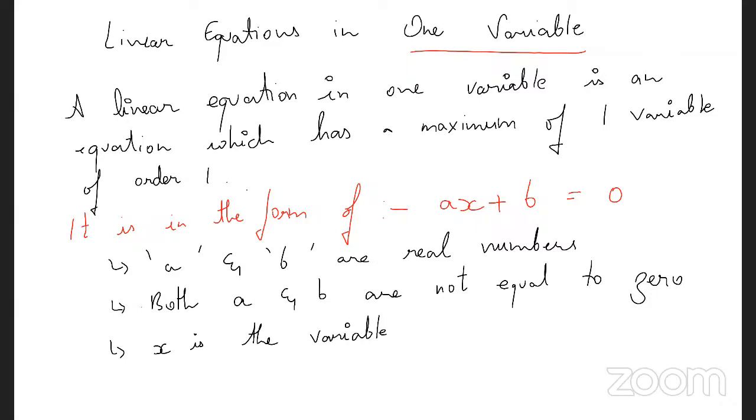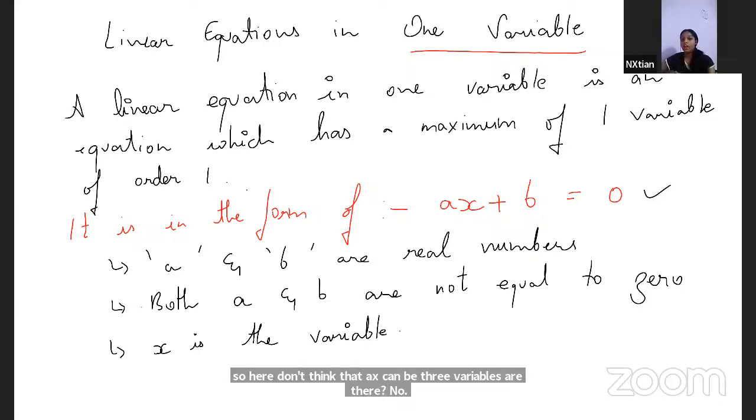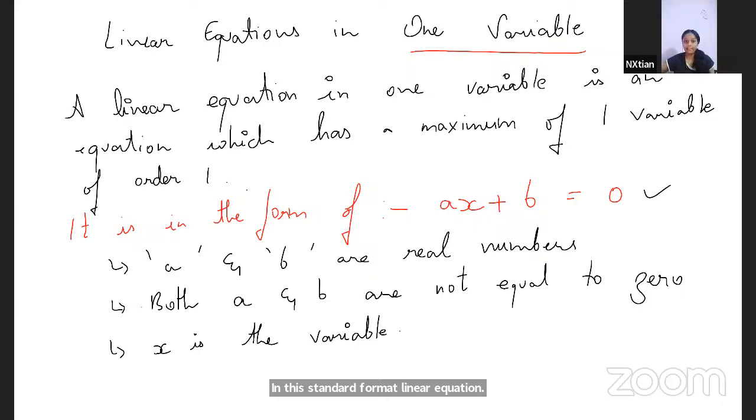Okay, so here, don't think that a, x, and b are three variables. No. In this standard form of linear equation, a and b are not variables. They are real numbers. x is the variable, and its degree is 1. Why? Because x will always have the power of 1.